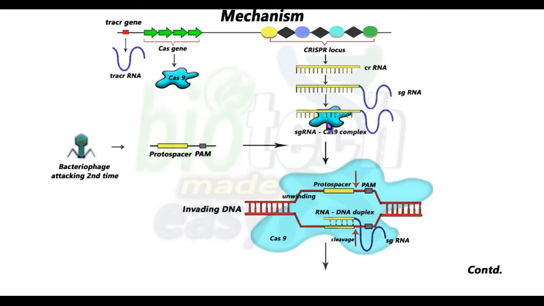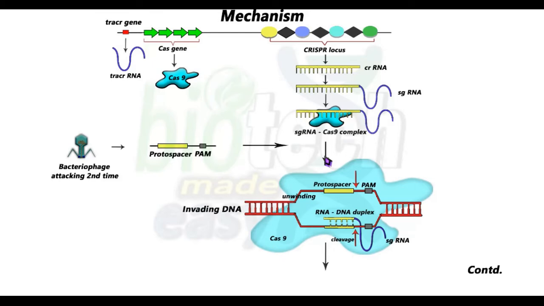Guide RNA then guides the Cas9 to recognize the target site in the bacteriophage DNA. Now here you see there is a bacteriophage, the same bacteriophage, but now it is attacking the bacterial cell a second time. So when it attacks the bacteria a second time, again the nucleic acid or the DNA is left inside the cell. You see the protospacer and also the PAM sequence, and then you see what happens.